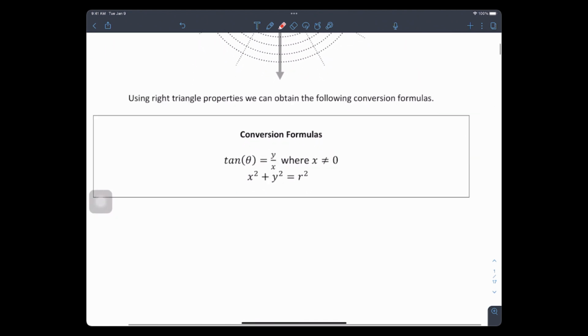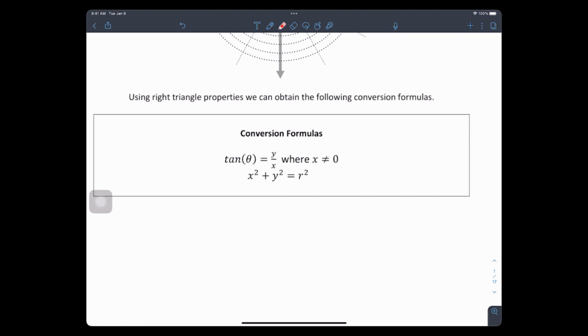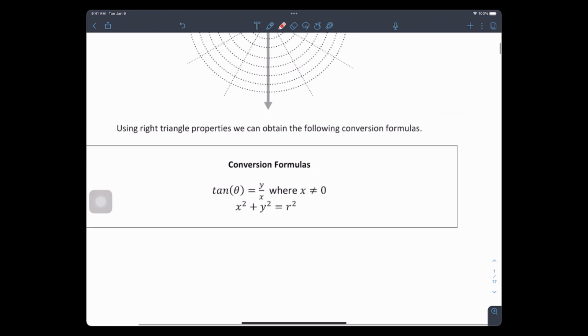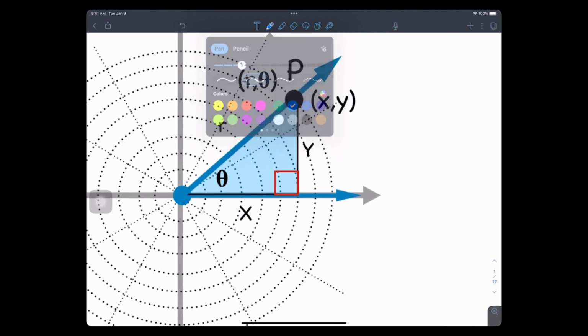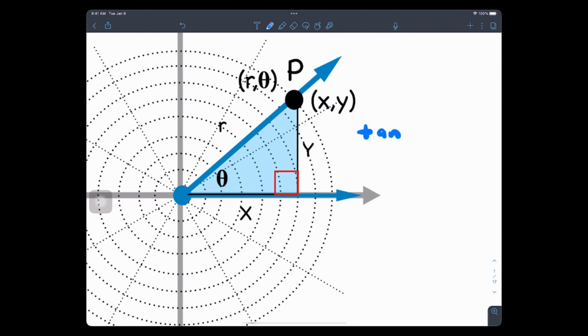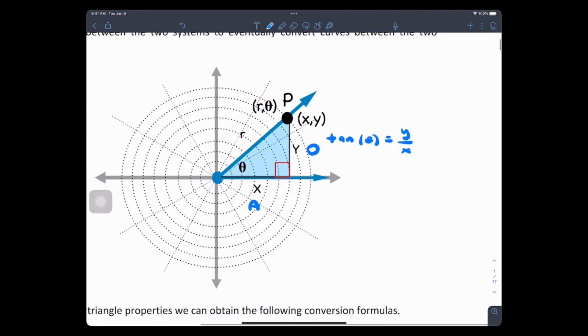Here we go. We use right triangle properties that we already know and love. These are known as the conversion formulas. What do I mean? Go back over here. We already know the definition of tangent of that angle theta is y over x, because this is opposite over adjacent. Oh, that's right. We also know by the Pythagorean theorem that x squared plus y squared is r squared.